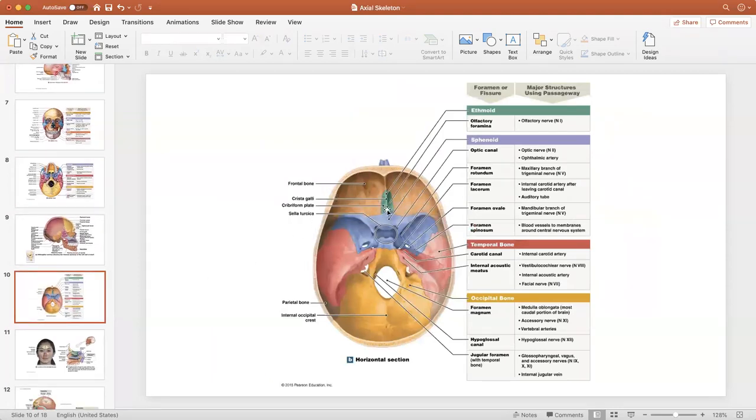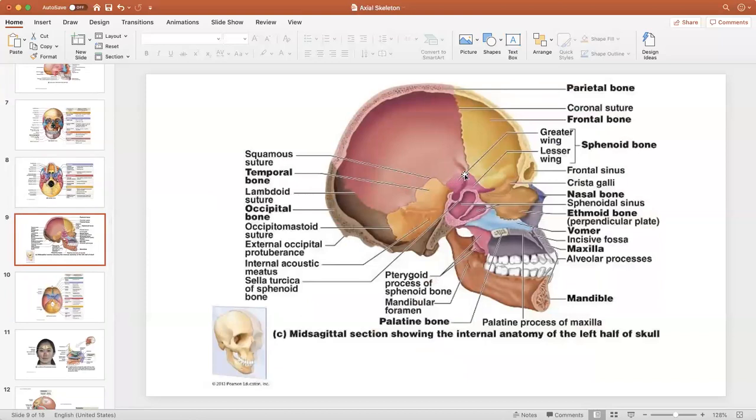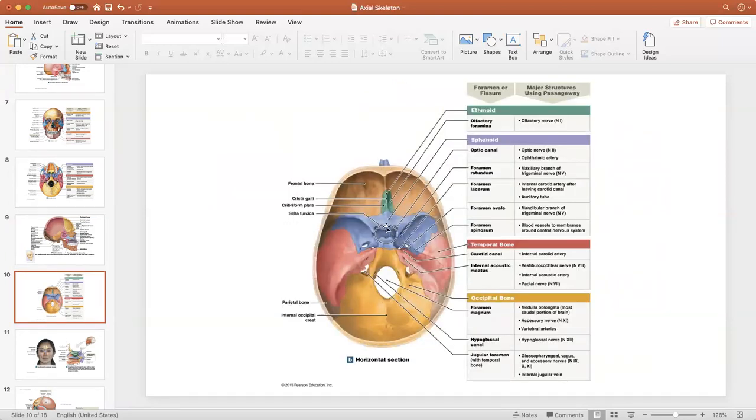Okay, again, a different view from the superior view, with the top of the head cut off here. We see the greater and lesser wings of the sphenoid here, and this circled portion. This little dip is called the sella turcica. So this is the sphenoid, and this little dip is what's circled in the other one. The dip down is the sella turcica.